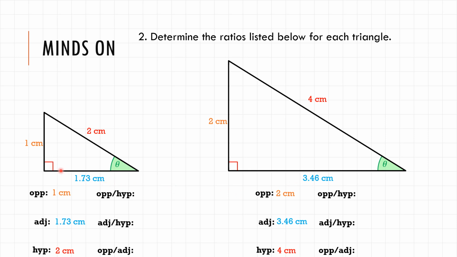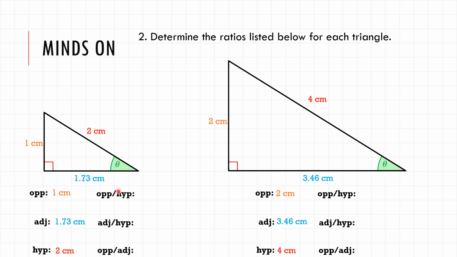They both have the same 90-degree angle. And so this angle is probably the same as well. So these are called similar triangles, not congruent because they are different sizes, but similar in that their angles are all the same.